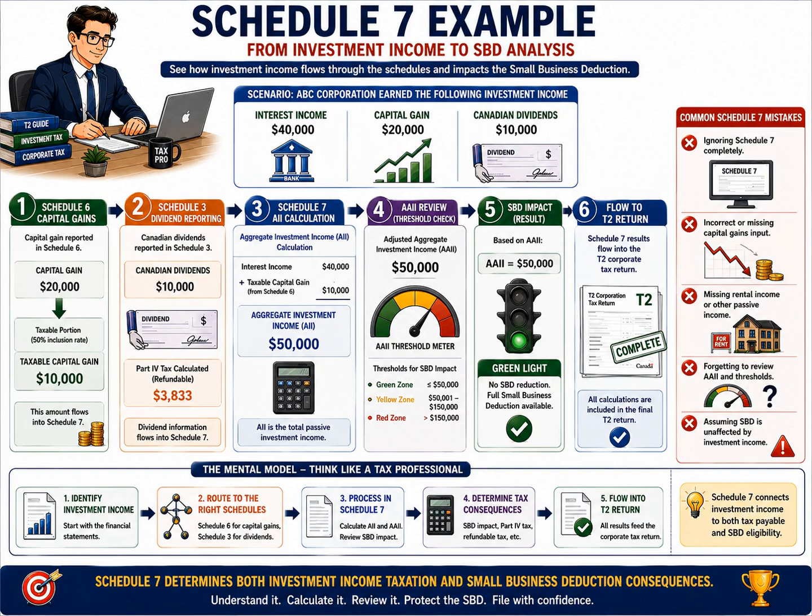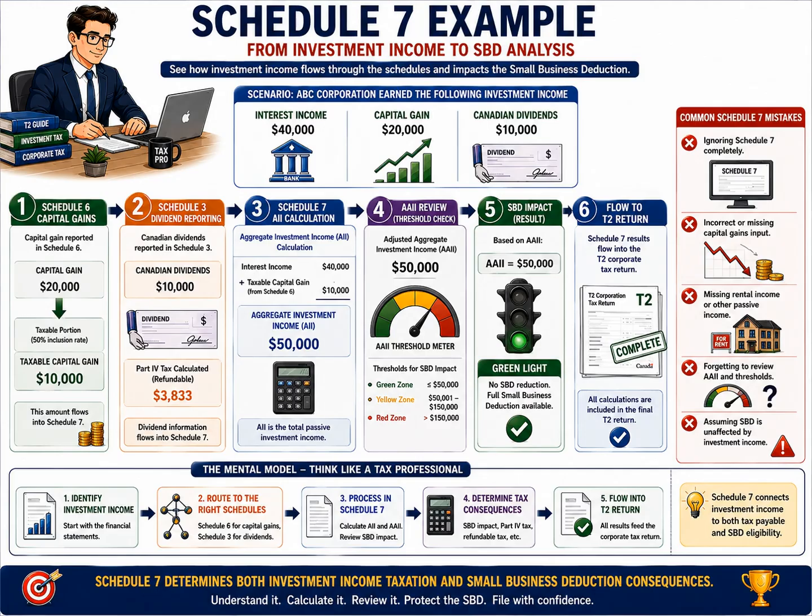At the bottom of the slide, you'll see the mental model that experienced tax preparers follow. Start by identifying investment income. Route the information to the correct schedules. Process everything through Schedule 7. Determine the tax consequences. And finally, allow the results to flow into the T2 return.